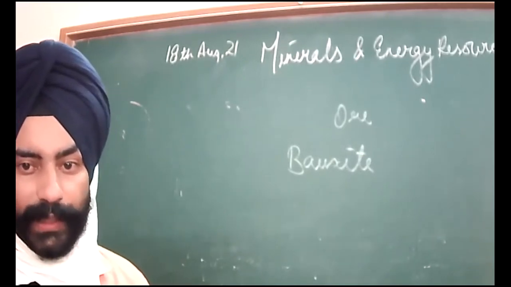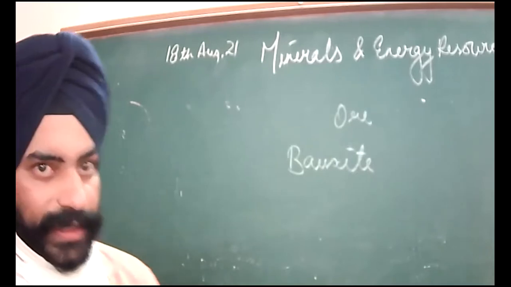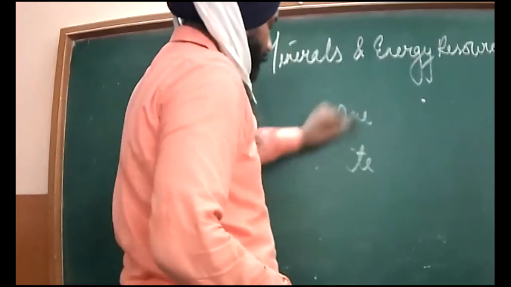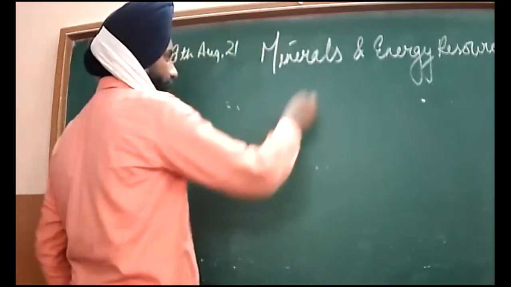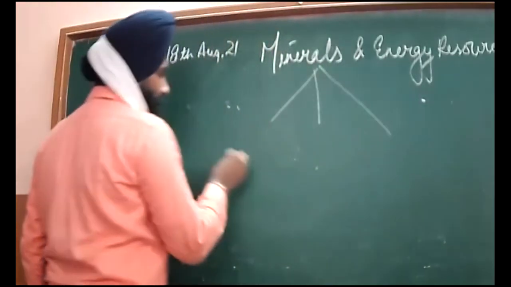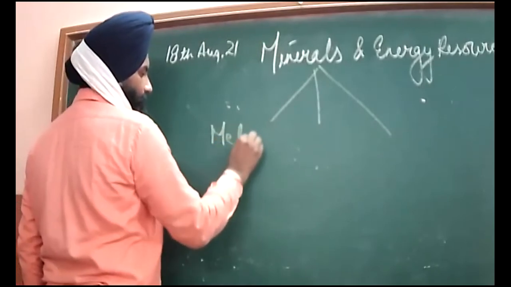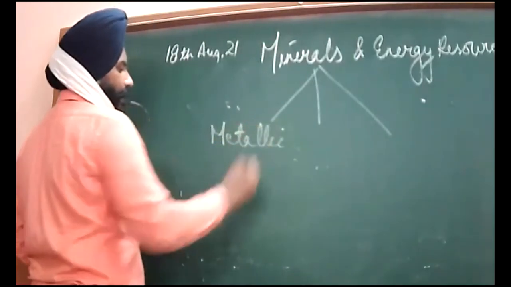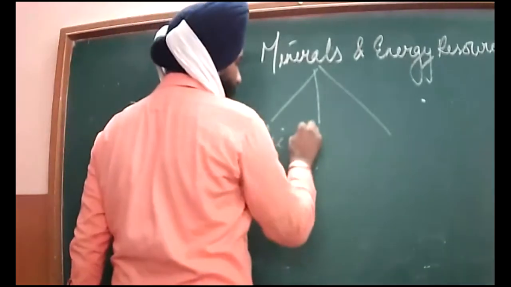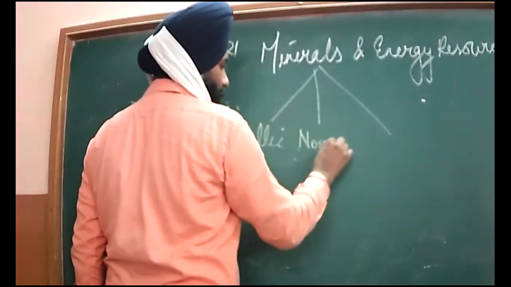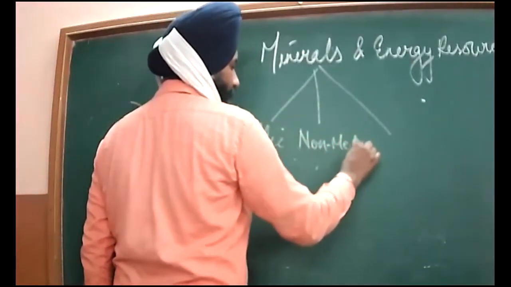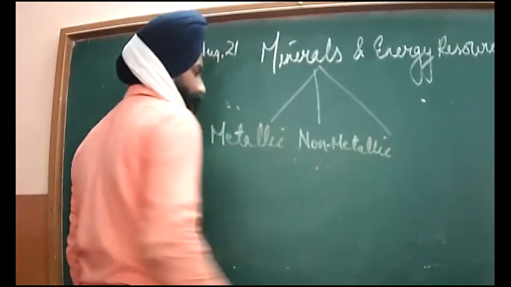Clear? Everybody clear? So minerals can generally be classified into three categories. One, metallic minerals. Second, non-metallic minerals.